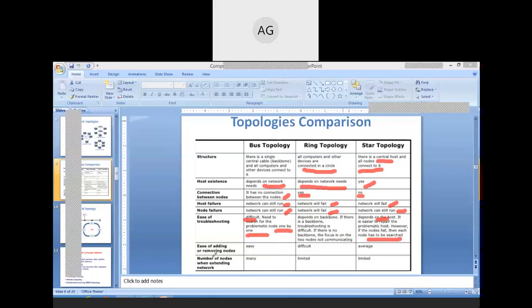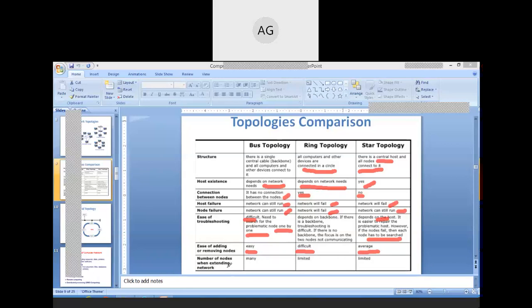Then the next point is ease of adding or removing nodes. In the case of bus topology, it is very easy to add or remove any computer from the backbone. Whereas in the case of ring topology, it is somewhat difficult to add or remove a computer from the ring, because it needs to rearrange the whole network. Whereas in the case of star topology, it is moderate to add or remove a node.